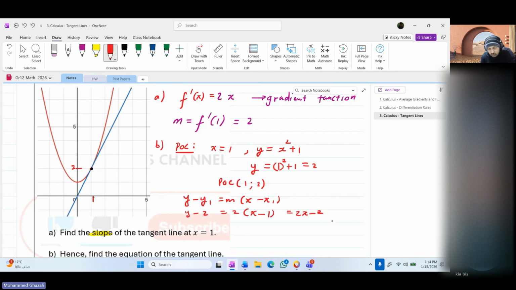If you take the minus 2 over and add it to the other side, the minus 2 and the minus 2 cancel out. You'll just get y is equal to 2x. And this is the equation of the tangent line. Are we good? So we are using differentiation to find the equation of the tangent line. Are we good?